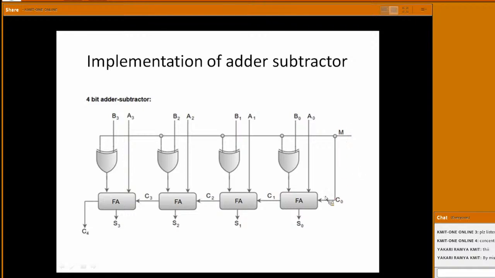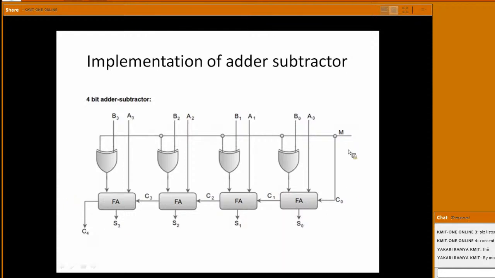Now what is this C0 value? C0 value is again equivalent to M. Here I have considered M value as 0. Therefore, this full adder will perform A plus B plus C0 as 0. A plus B is equivalent to the addition micro operation. Therefore, whenever the value of M is equal to 0, this circuit acts like a binary adder.